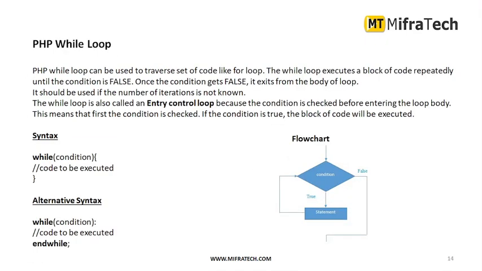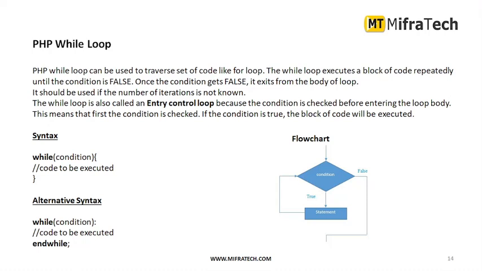PHP while loop. A PHP while loop can be used to traverse a set of code like a for loop. The while loop executes a block of code repeatedly until the condition is false. Once the condition becomes false, it exits from the body of the loop. It should be used if the number of iterations is not known. In a for loop, we use it when the number of iterations is known. In a while loop, if we do not know how many times to iterate, we can use the while loop.